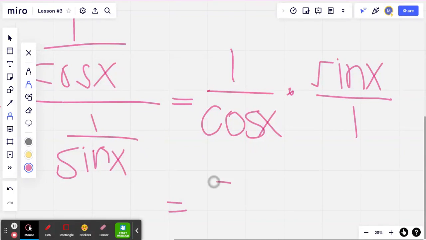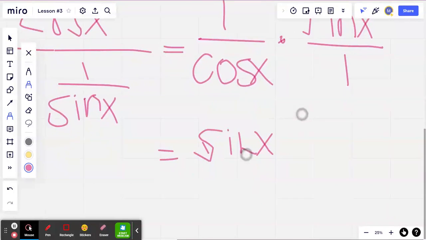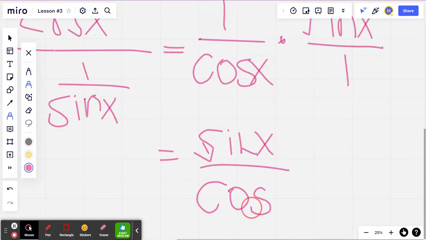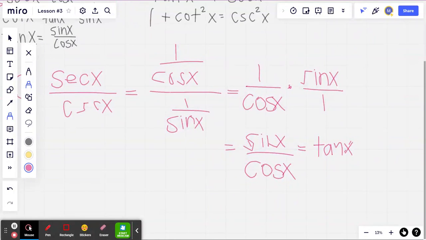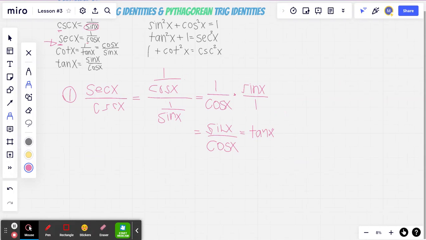So we know that 1 times sine x is just going to be sine x over cosine x times 1, which is just cosine x. So sine x over cosine x is one of our fundamental trig identities, which we know is tan x. And just to reiterate, if we had gotten cosine x over sine x in the end, it would be cotangent x, as seen in the fundamental trig identities we discussed at the beginning of the video.